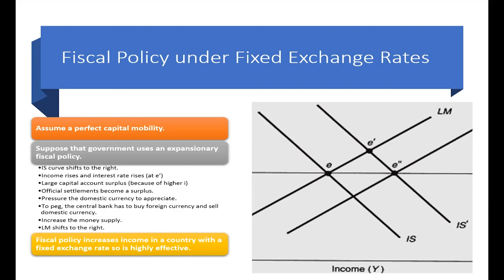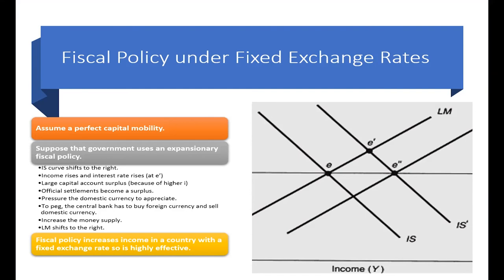Okay, but by doing so, by selling the domestic currency, the domestic money supply increases. And when that happens, the LM curve shifts to the right, establishing a new equilibrium, long run equilibrium at E double prime. And notice that at E double prime, income is much higher than it was either at the original equilibrium or the short run equilibrium. And so when you have a fixed exchange rate, fiscal policy is highly effective.